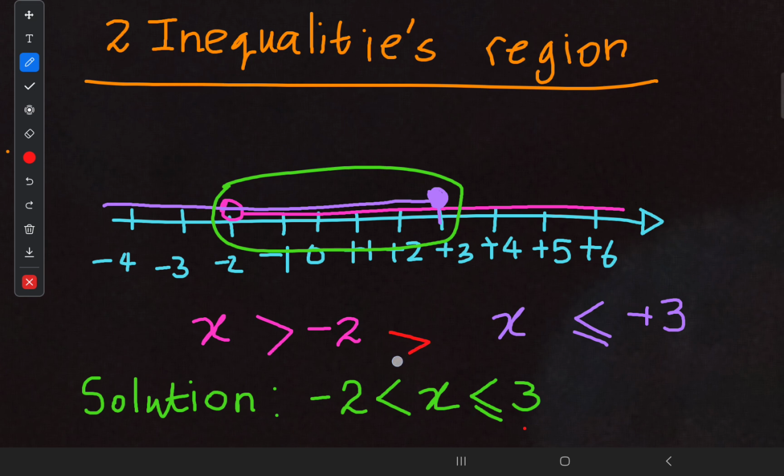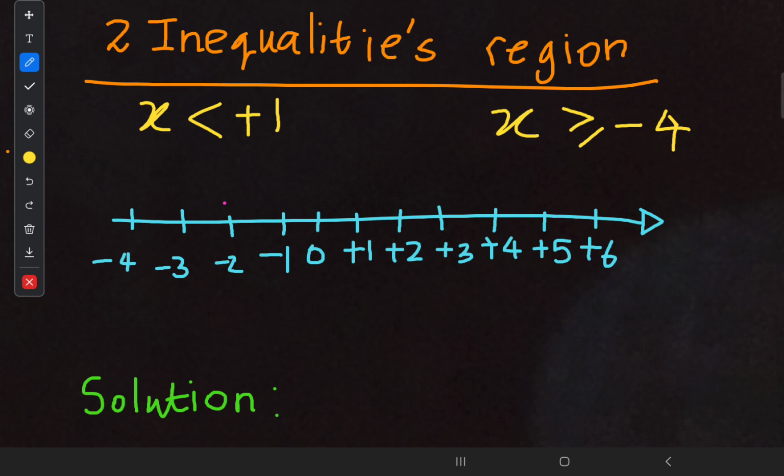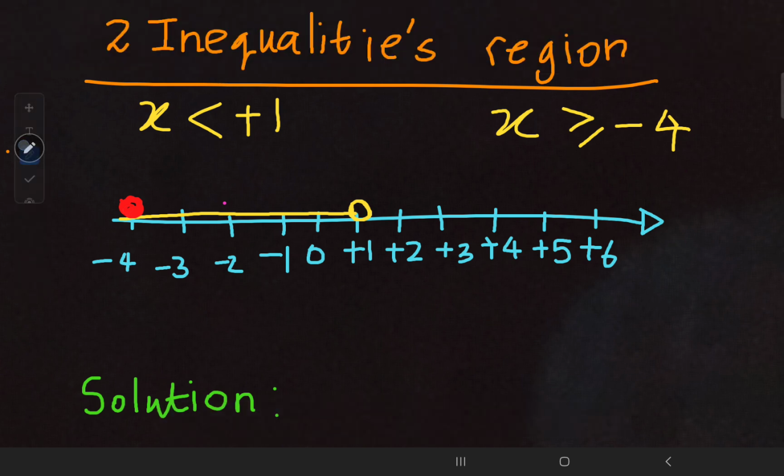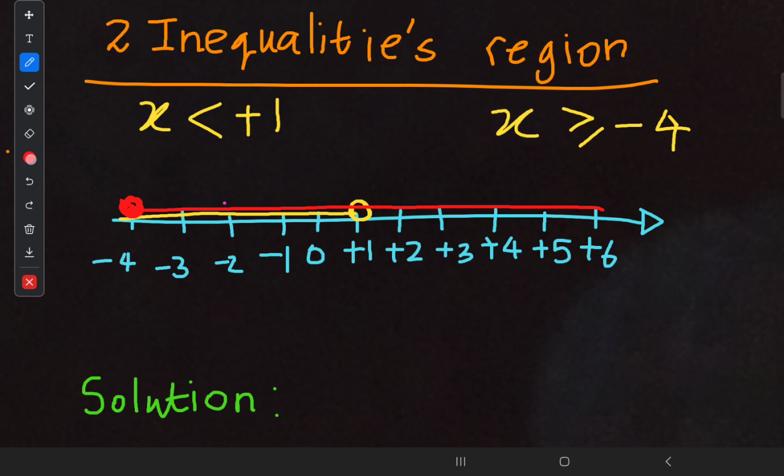In some cases we have to use this way also. Let's do some examples further. X can hold the values which are less than 1, so the values are less than 1. For the second condition, let's mark that x can hold -4. We have to color this one, as there's an equal mark also in that inequality. X can hold the values which are greater than or equal to -4. So this is going to be our resultant one.